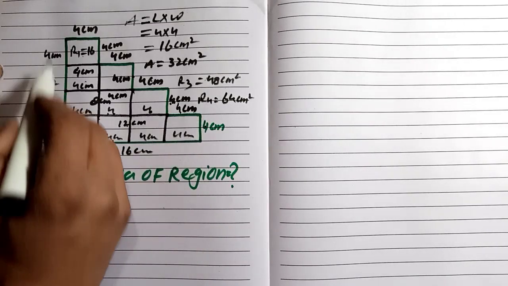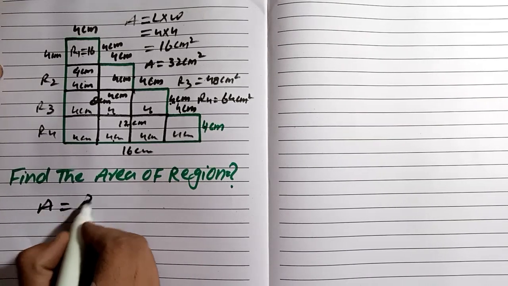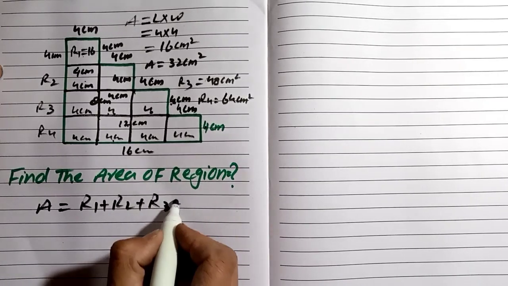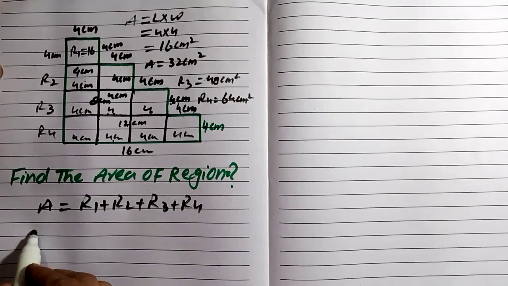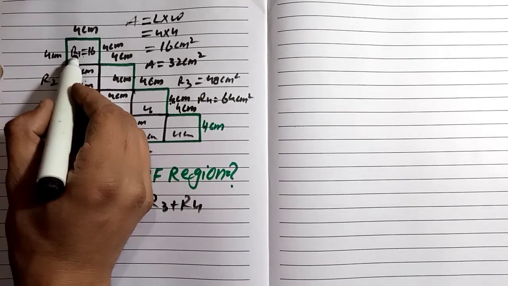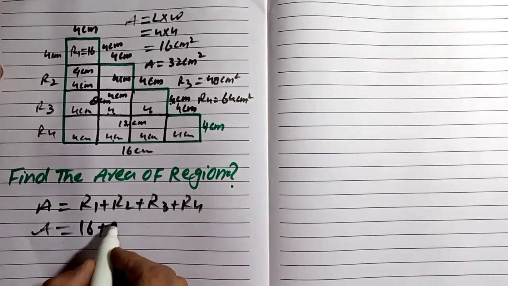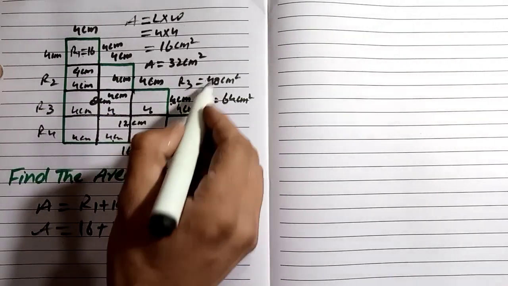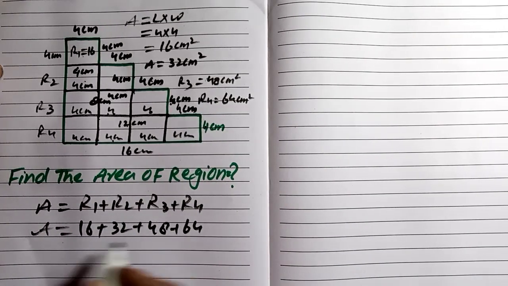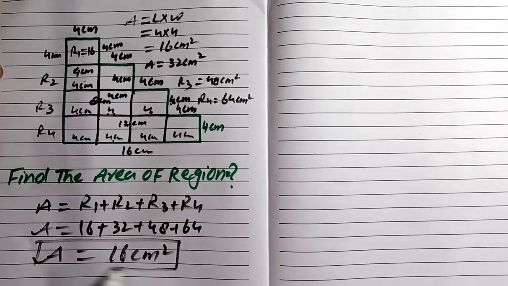We can find all these regions. So area will become region 1 plus region 2 plus region 3 plus region 4. So our area will become: region 1 is 16, region 2 is 32, region 3 is 48, and region 4 is 64. So our total area will become 160 centimeters square.